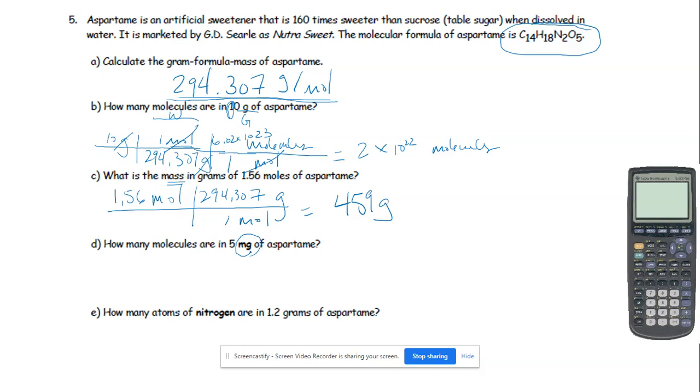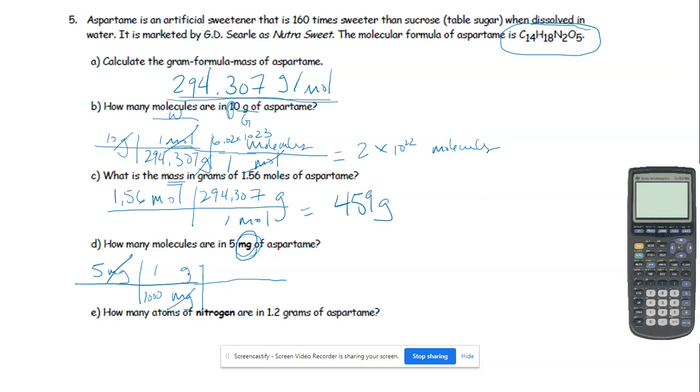Here's a tricky thing. Milligrams is not what our periodic table tells us. The periodic table tells us how many grams, not how many milligrams. So step 1, we're going to turn our 5 milligrams into grams. Get rid of milligrams, put it on the bottom, put grams on the top. What do I know about grams and milligrams? I know that there are 1,000 milligrams in 1 gram. Milligrams is canceled out. I now have grams. I want to get rid of my grams and turn it into molecules, but I can't do that. I have to go to moles first.